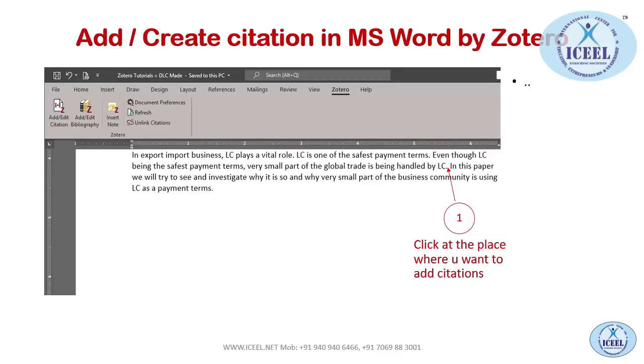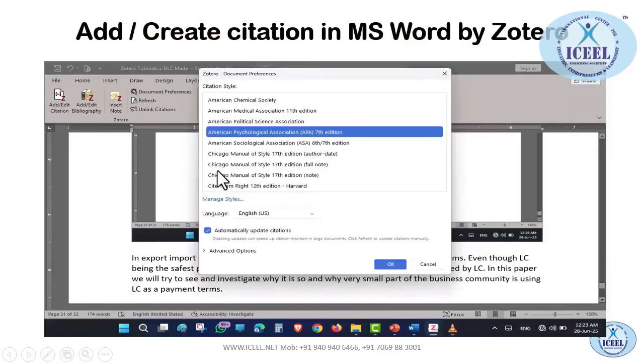Now, for example, you want to add a citation over here. First of all, you have to click after LC, at the place where you want to add the citation. Now click on Add/Edit Citation, guys, the second option. A new window will open and ask which citation style you want to use. You have to select the American Psychological Association, that is APA 7th, which we are used to using in our case, and then click on OK.